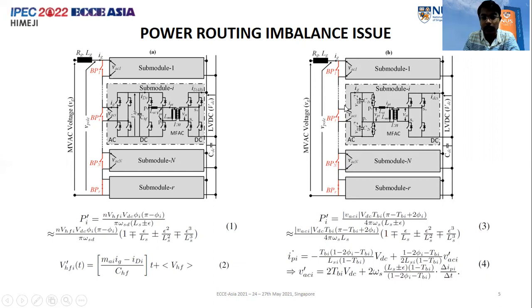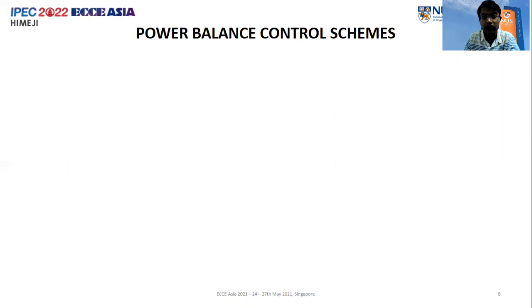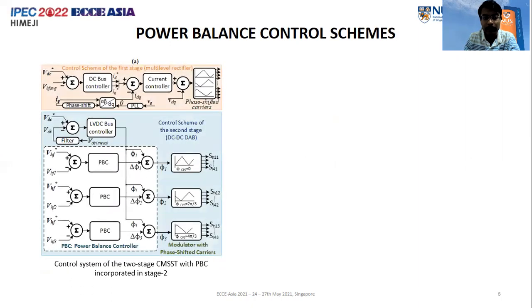So this would again lead to an increment in harmonics in the pole voltage as well as the grid current. Now there are some mitigation techniques. For the two-stage conversion, there are two controls which are needed. First is the first stage rectifier control, and then there is the second stage control.